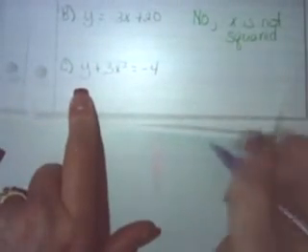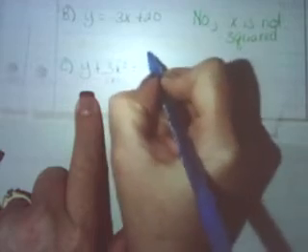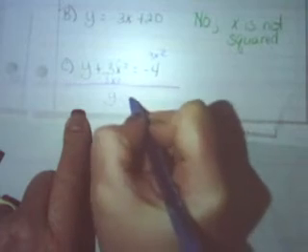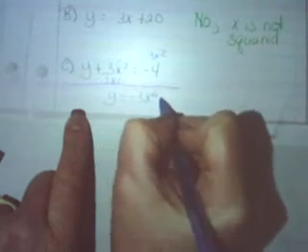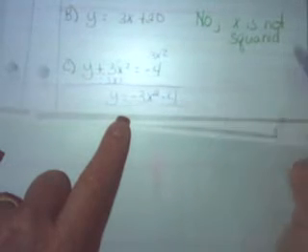And then look at C. First thing I want to do, when you want to graph a function, is get y by itself because y is the function. So I would have to subtract 3x squared from each side. So that's going to leave me with y equals negative 3x squared minus 4. Is this quadratic? Yes, it's quadratic because your x is squared.